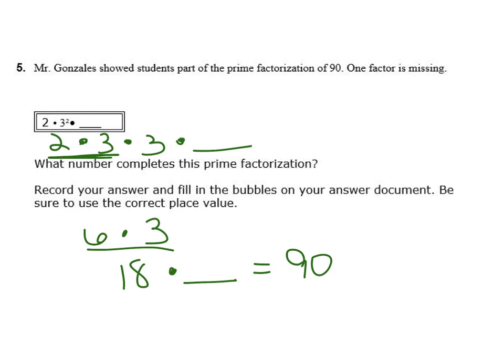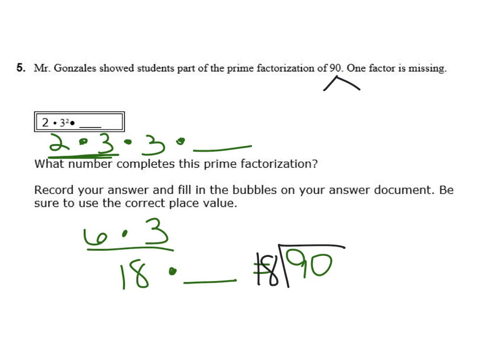Well, one way to do that is actually to divide. So we're going to divide. So 90 divided by 18. So I don't know how it is. That's a little too hard for me. So I'm going to go ahead and do the prime factorization.